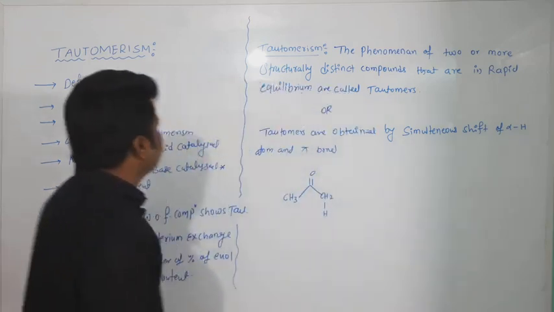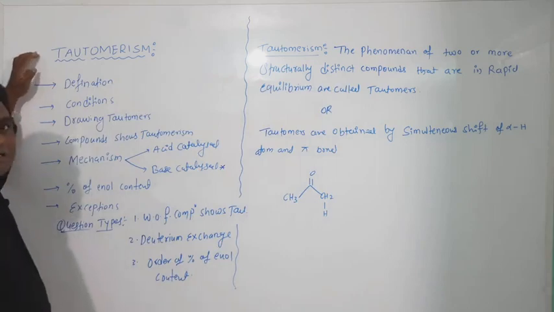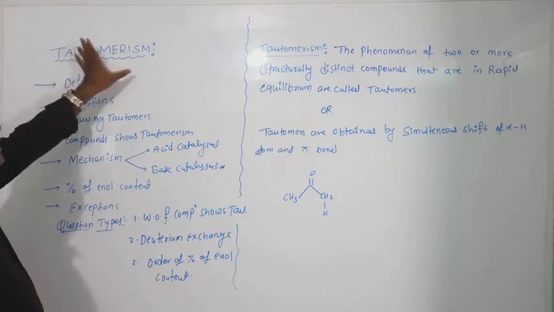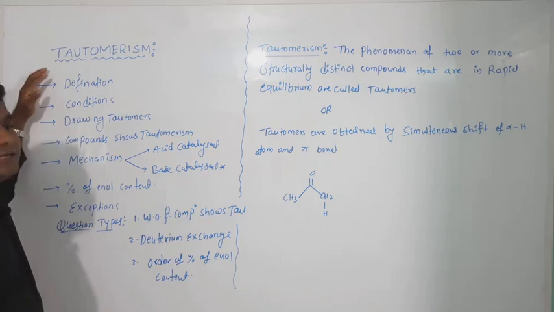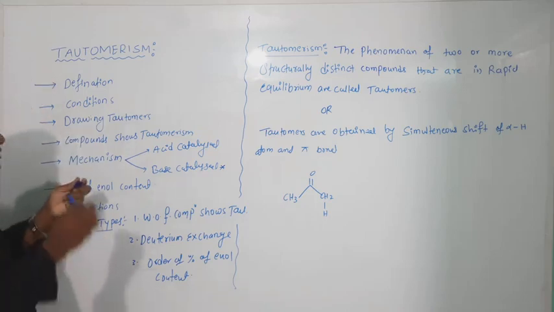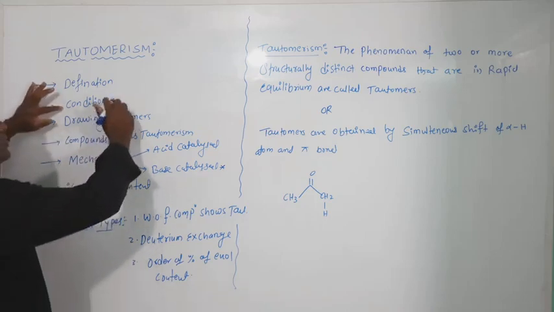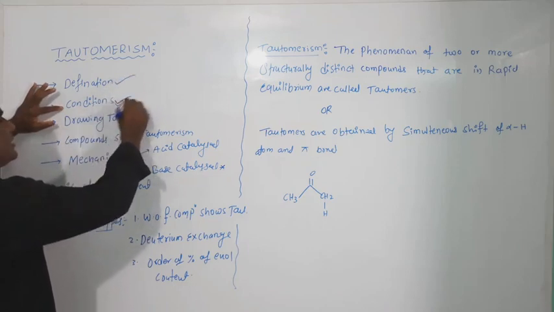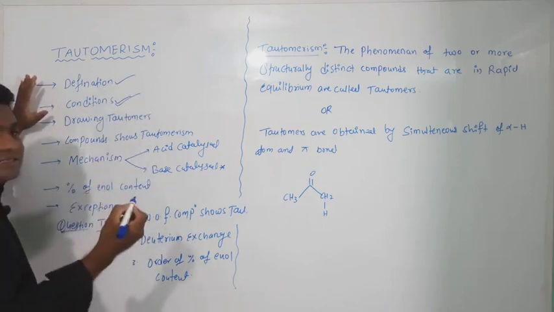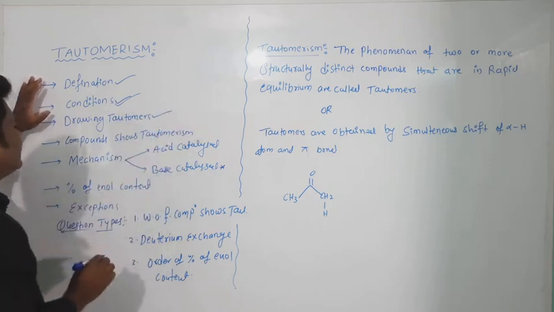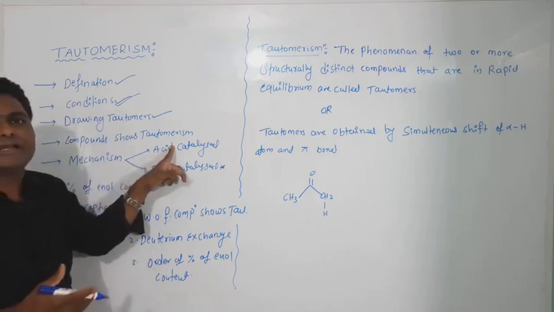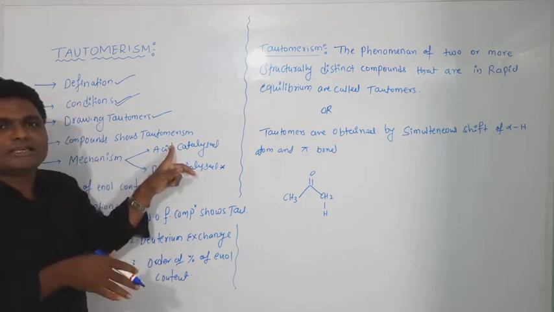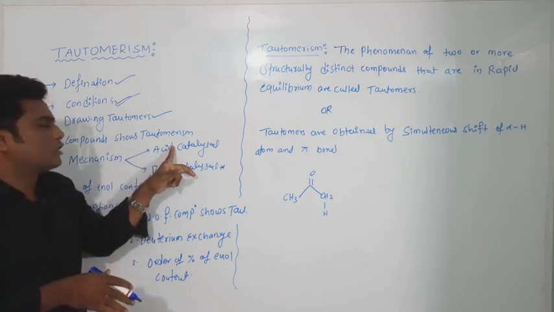Okay, now see here, our topic is tautomerism. Actually it is a structural isomerism. In structural isomerism, tautomerism is a separate topic. In this topic we will study the definition of tautomerism. What is the definition of tautomerism? And what are the conditions for tautomerism? First we will study the definition, then the conditions, then how to draw the tautomeric structures. After that, the compounds showing tautomerism. It means some different compounds show tautomerism, and we will see all the different compounds which show tautomerism.